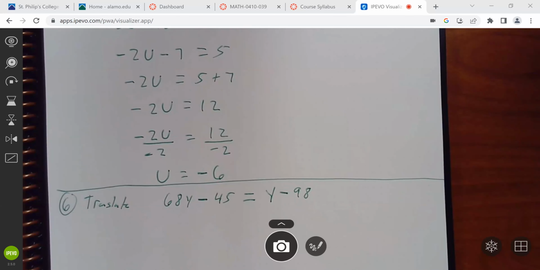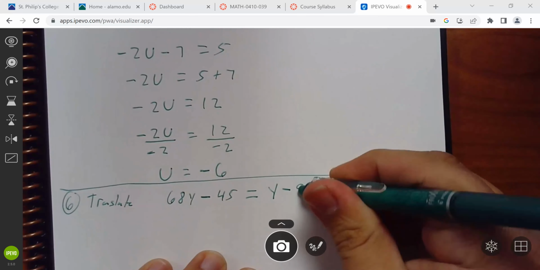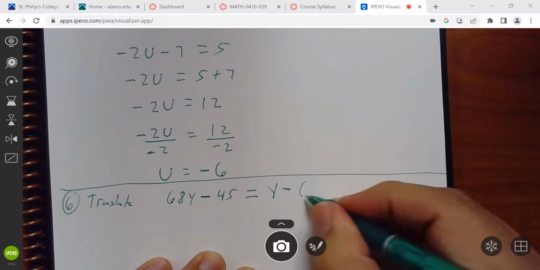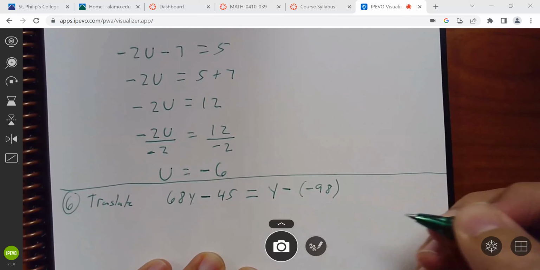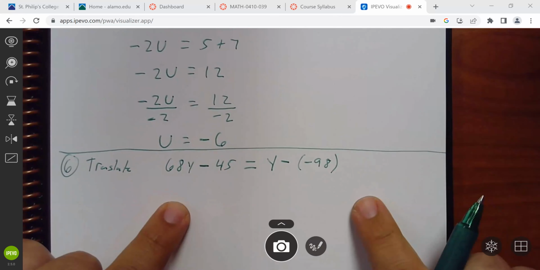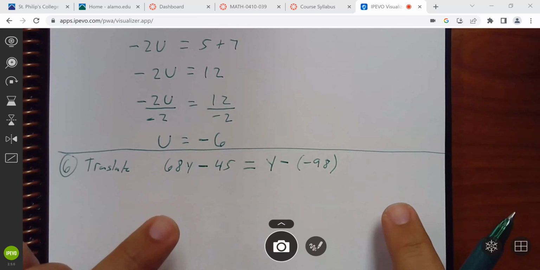Let's see if I translated it correctly. Oh, interesting. Well, they said it was negative 98, wasn't it? Almost had it. We're subtracting a negative. You guys pull the translation. Any questions on where this came from?